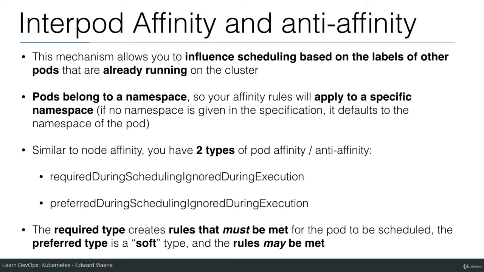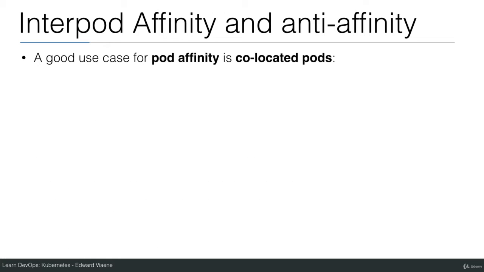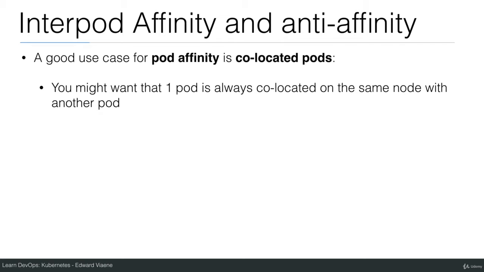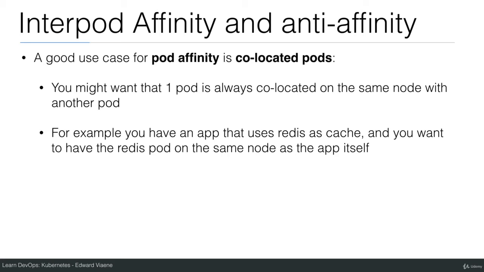So interpod affinity and anti-affinity is very similar to the node affinity and anti-affinity, just that here we do it on a pod level in a namespace instead of a node level. A good use case for pod affinity is co-located pods. You might want one pod to always be co-located on the same node with another pod. For example, you have an app that uses Redis as a cache and you want to have the Redis pod always on the same node as the app itself.